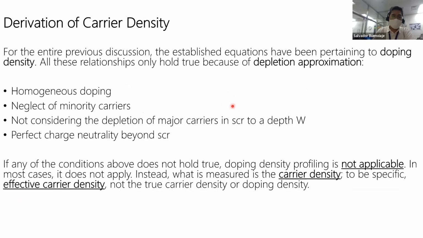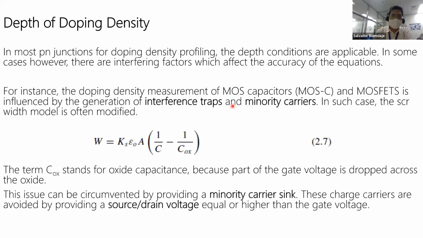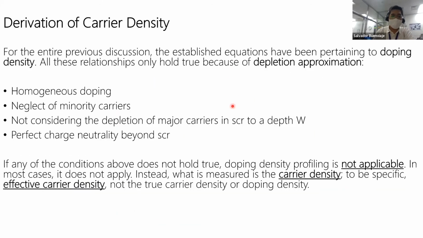So now that's for doping density. Now all the previous discussion that I had elaborated actually lies on a very important assumption, which is all those equations or the conditions in which the measurements are taken follow the depletion approximation.